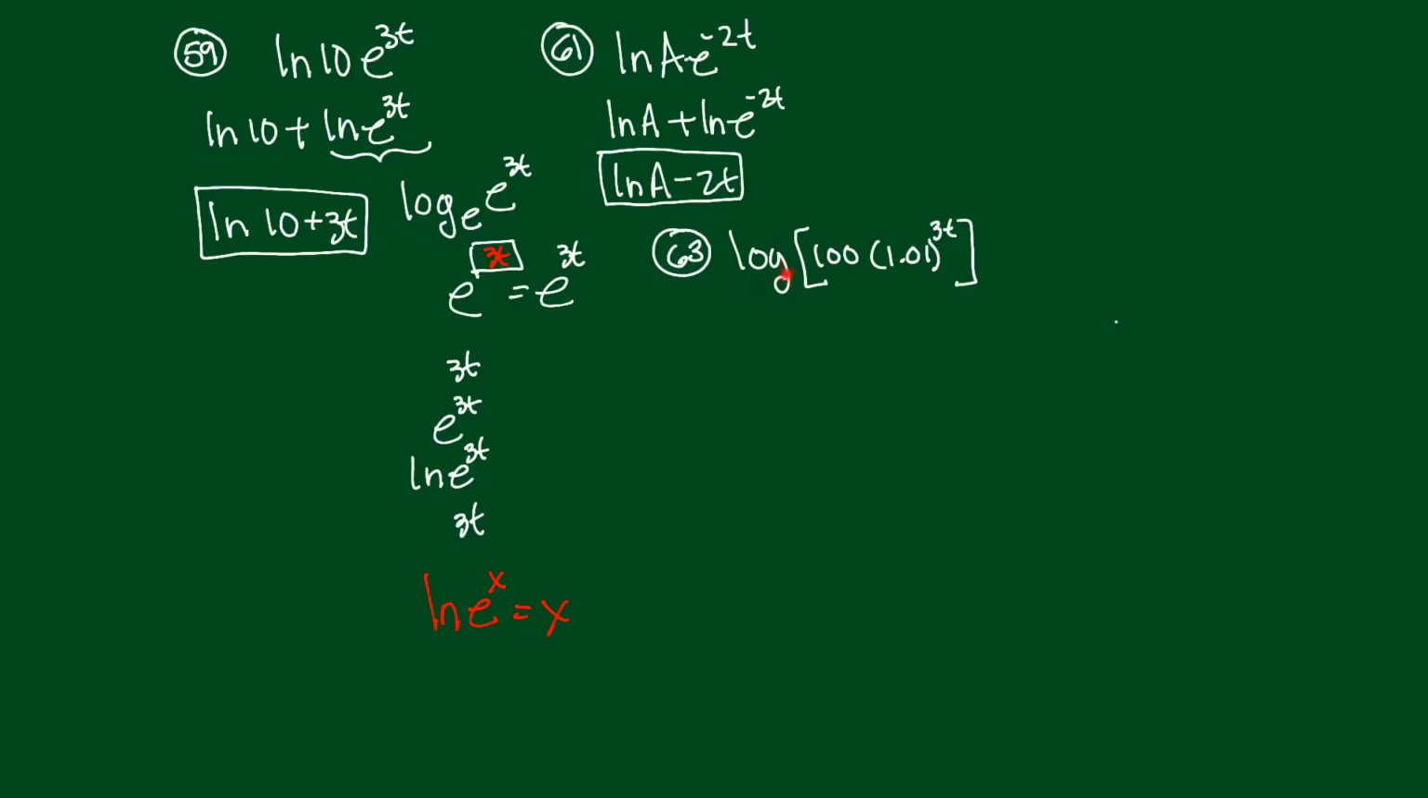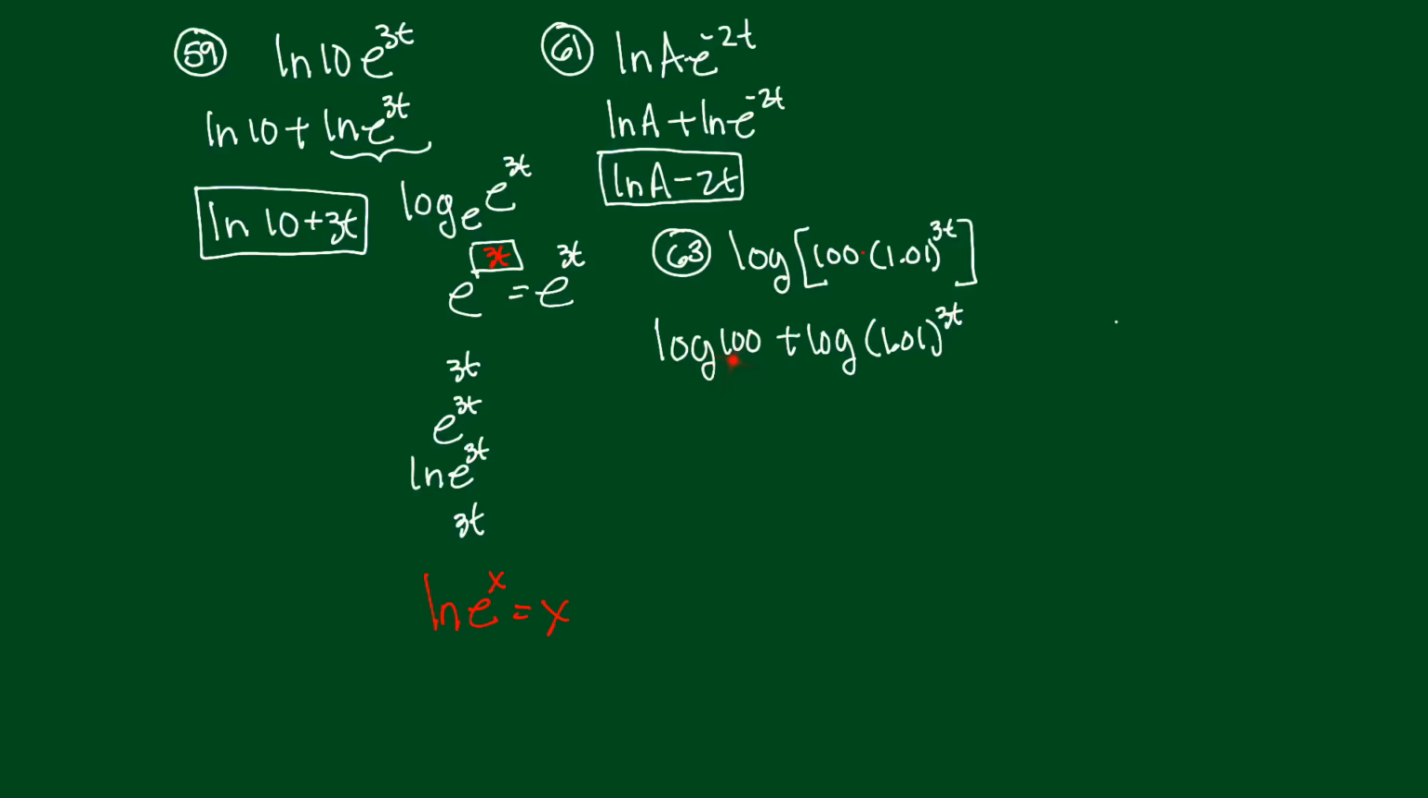63, we've got the common log now of, now look inside here. This is a product. You see in a product right here? Right, it's 100 times that. So I've got the log of a product, so I'm going to write it as the sum of the logs. So I'm going to write this as the log of 100 plus the log of 1.01 to the 3t.